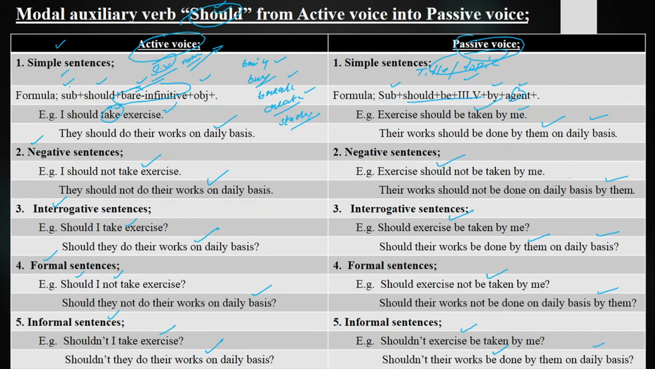Study: I should study my books. My books should be studied by me. My books should not be studied by me. Should my books be studied by me? Should my books not be studied by me? Shouldn't my books be studied by me? So in this way you will be practicing them.